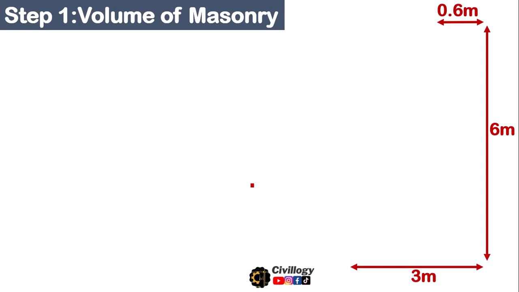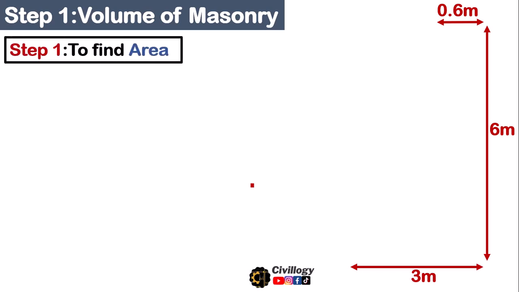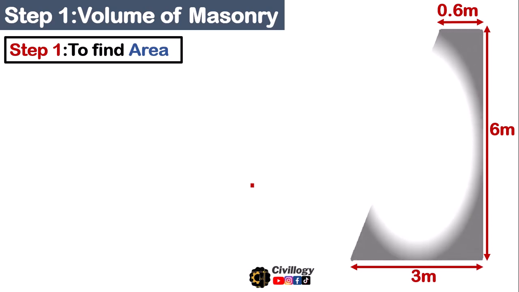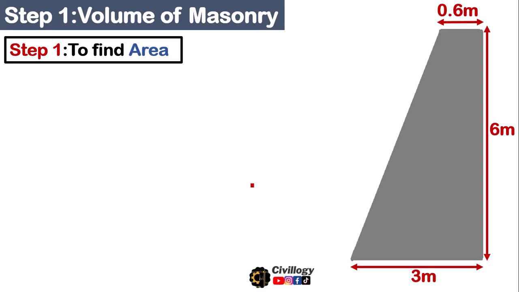Step number one is to calculate the volume of masonry. To calculate the volume we will need to find the area. Let's have a cross section of the retaining wall. As we have already discussed, the bottom width is 3 meters, the top width is 0.6 meter and the height is 6 meters. Now to find the area, we will divide this cross section into two portions. As you can see, one portion is rectangular and the other is triangular. We will find the areas separately for these two portions.